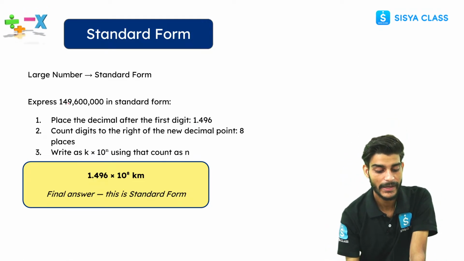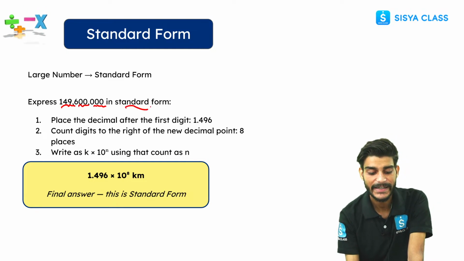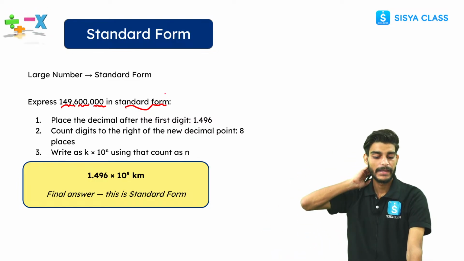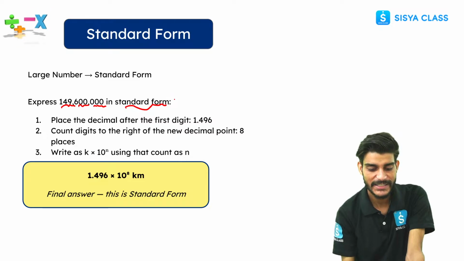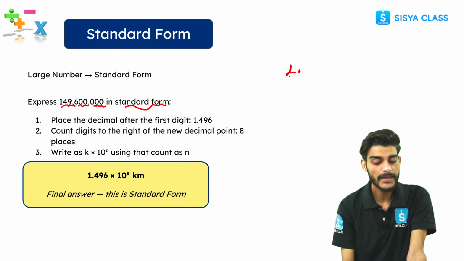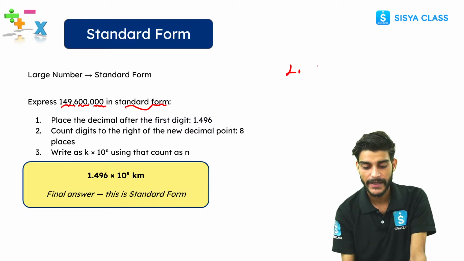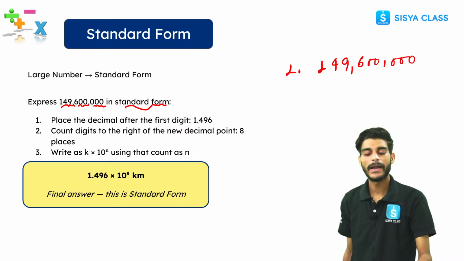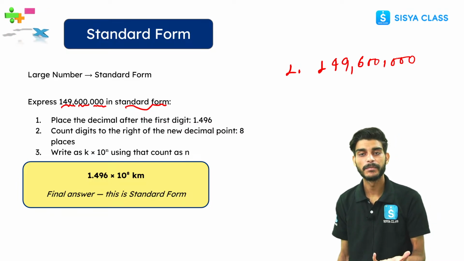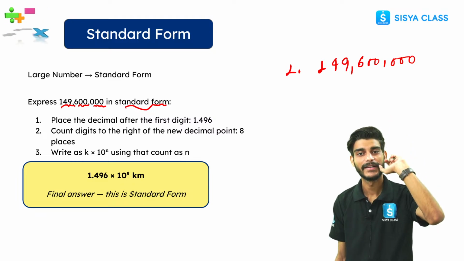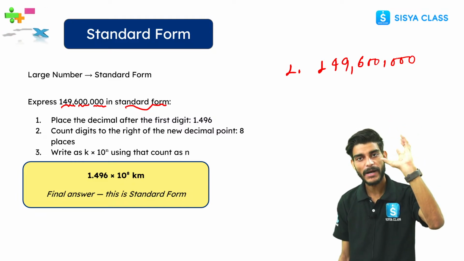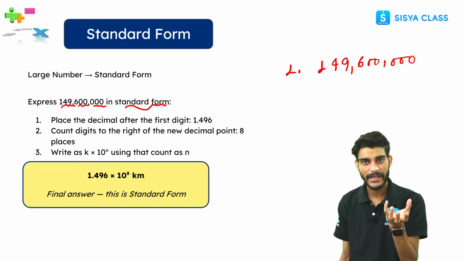So suppose I have to express 149,600,000 in the standard form, how will I do it? The first step will be, where should I put the decimal, right? This is a big number. The power of 10 will be positive only, right? Remember, if a number is big, the power of 10 is positive. If numbers are small, the powers of 10 are negative.